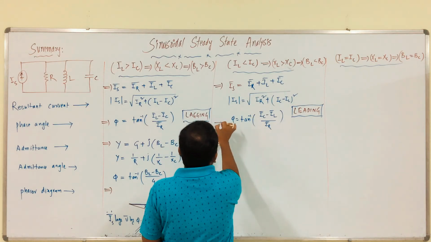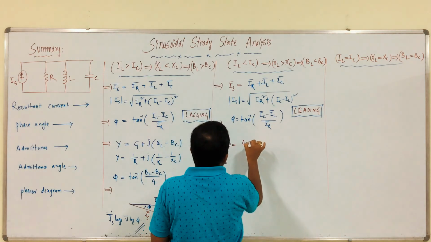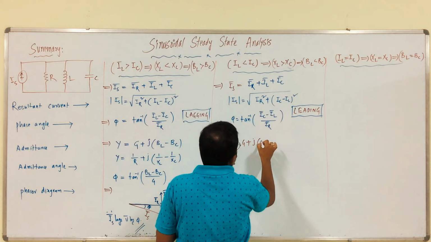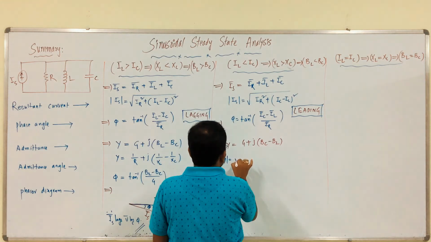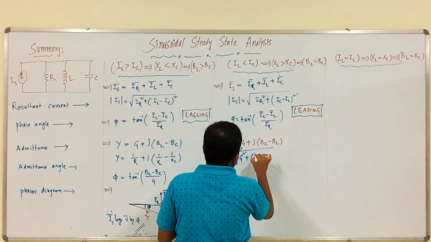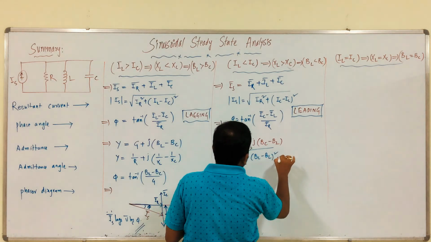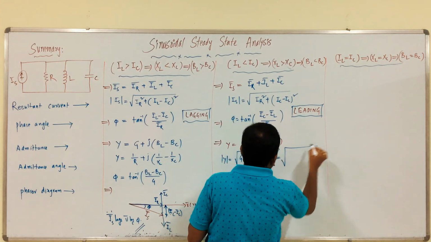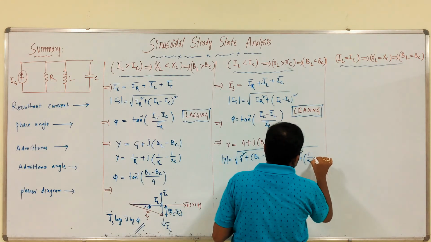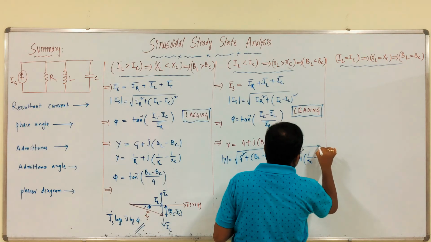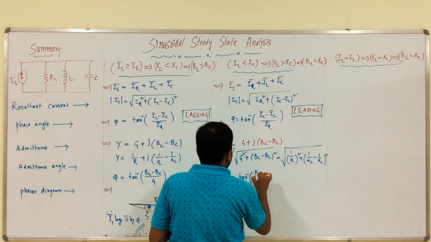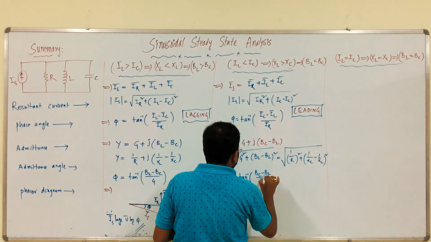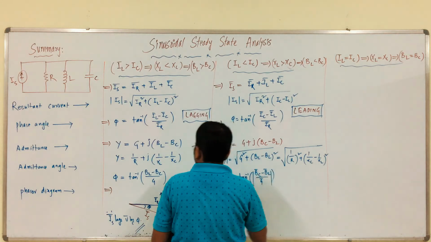Next, admittance G plus j. Here BC is more than BL. That's it. Then mod Y is equal to the square root of G square plus BC minus BL whole square, which is nothing but 1 by R whole square plus 1 by XC minus 1 by XL whole square. That's it. Then the admittance angle is nothing but tan inverse BC minus BL by G. That's it. You can write mod.